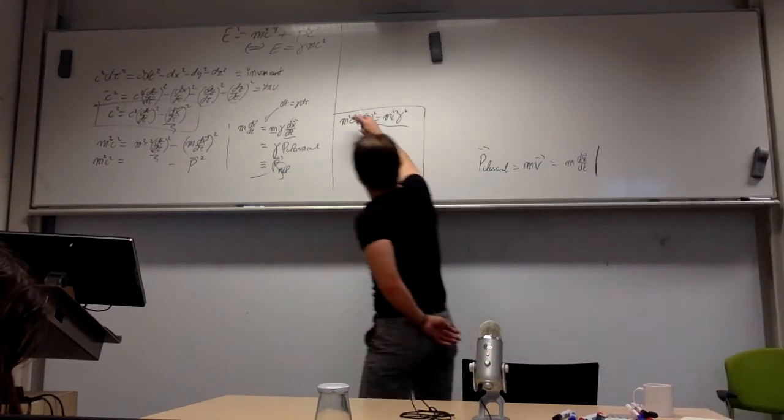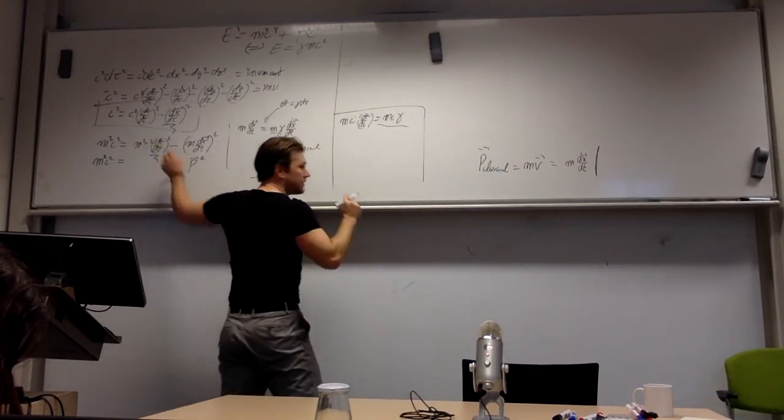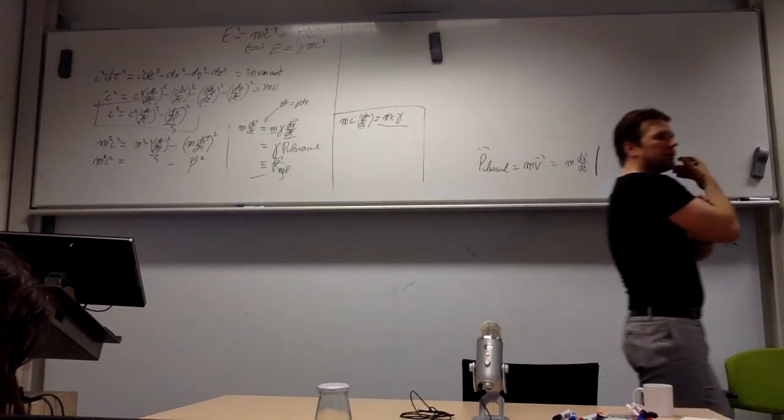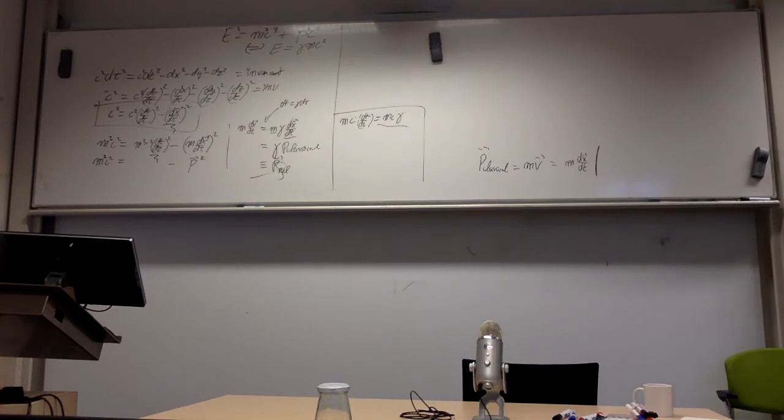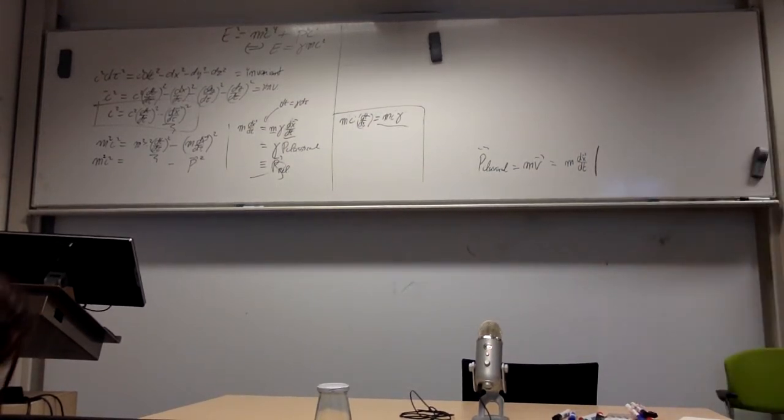In fact, let's remove the squares for now. You can put them back in later if you want, but it's just an m and a c and then a gamma, a Lorentz factor, and I say, well, that's an energy. It might not be obvious at this point why that is. So I'm going to show you, first of all, that it is an energy, but most importantly, why it is an energy.